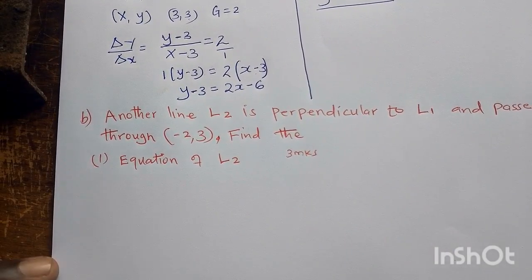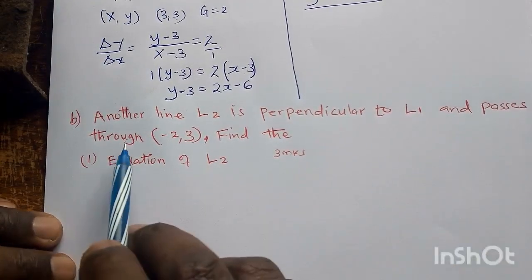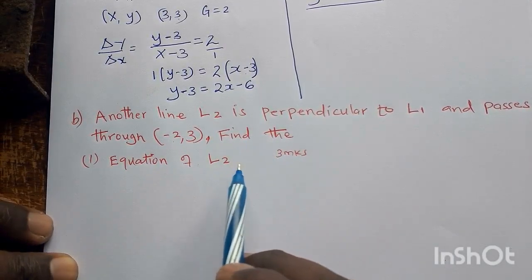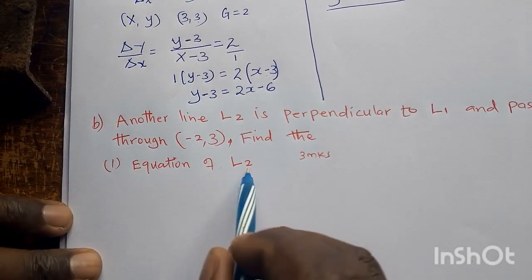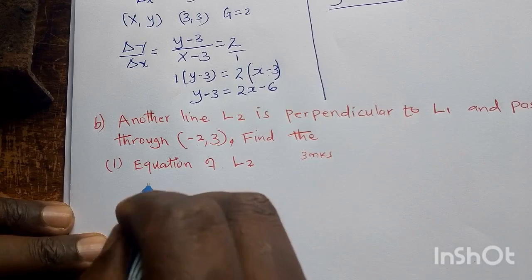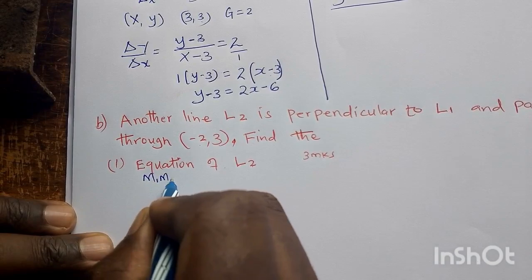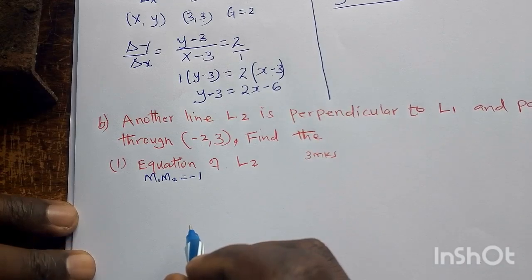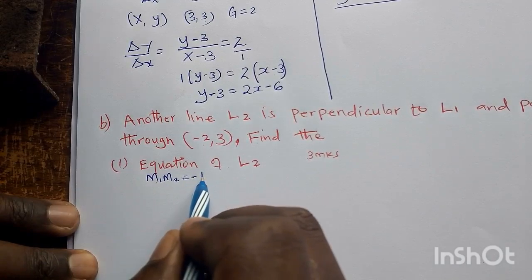Another line, L2, is perpendicular to L1 and passes through (-2, 3). Find the equation of L2. So since the two lines L1 and L2 are perpendicular, we know that their gradients multiplied, m1 times m2, should give negative 1. Perpendicular lines, when you multiply their gradients, the answer should be negative 1.